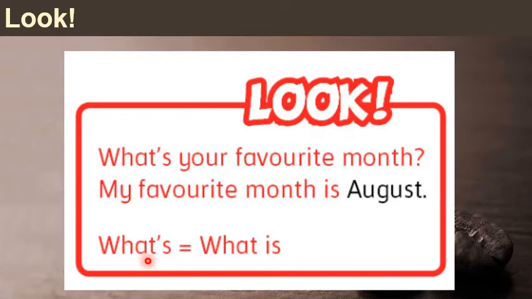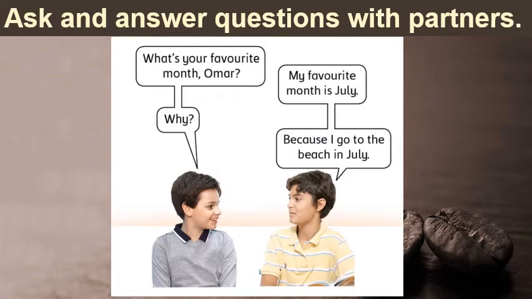I would like you to notice something very important, which is what's. What's here is the short form of what is. This is how we make it short. And now, to practice this question, what's your favorite month, and its answer, let's listen to these two kids and learn from them. Just do as they do. So listen carefully, please.